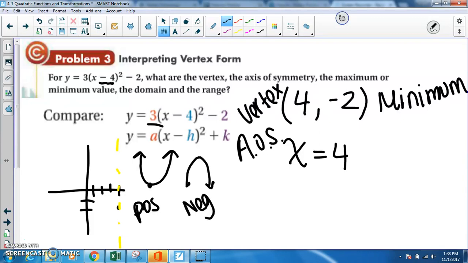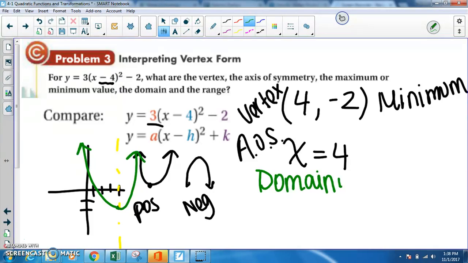Now we have to think about the domain and the range. So if I have my vertex and I'm opening upward, domain is my x values. Do we have any restrictions on where my x values will be? I have to think about, do I have any restrictions on what x values I can plug in? Since I do not, my domain would be all real numbers.